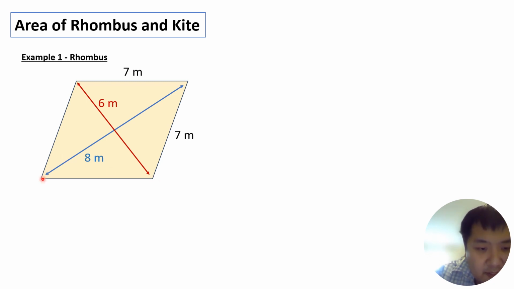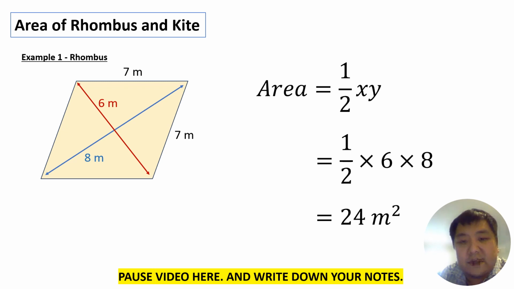So from this corner to this corner, that's x, and x is 8 meters. From this corner to this corner is 6 meters, and that's y. So x is 6 and y is 8 meters. Okay, and again, do not forget the half. Rhombus and kite has a half in the formula. So the area of the rhombus in this case is just half times 6 times 8. Okay, 6 is the length across, 8 is the length across, you have it. So the area is half times 6 times 8.